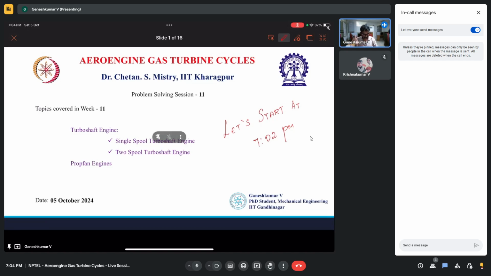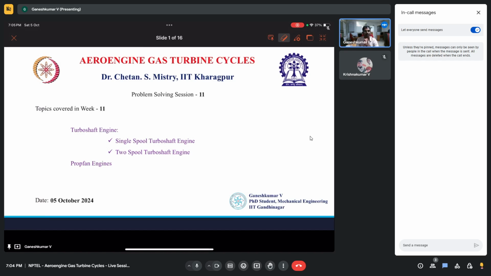As I said before, today we are going to solve the turboshaft engine numerical. This week we studied about turboshaft engines, single spool and dual spool turboshaft engines. Why we need turboshaft engines? What are their applications? What are the challenges and advantages of turboshaft engines? These are the things we studied.